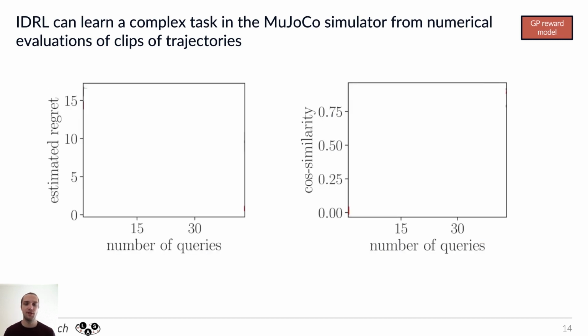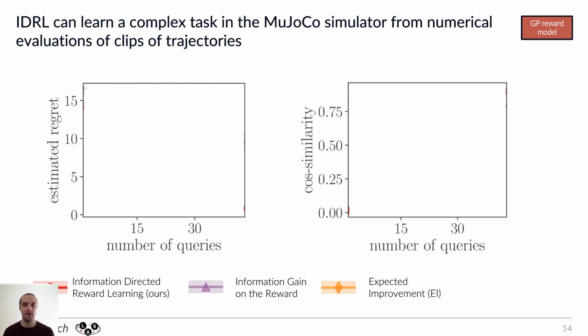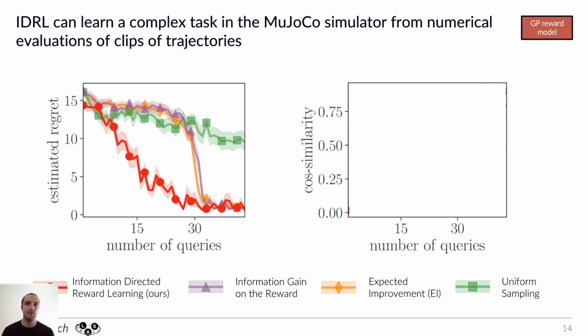Here the same plots as before again, regret and cosine similarity of the reward function after a fixed number of queries. We compare similar algorithms as before, but we add expected improvement, which makes sense for these numerical query types, and we don't compare to maximum regret, which does not make sense for the numerical query types. Also, we don't compare to expected policy divergence, which is computationally too demanding in this setting. IDRL is able to learn much better policies with a small number of samples in this environment.